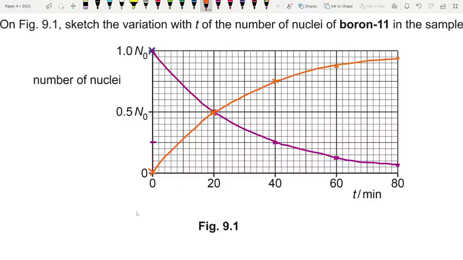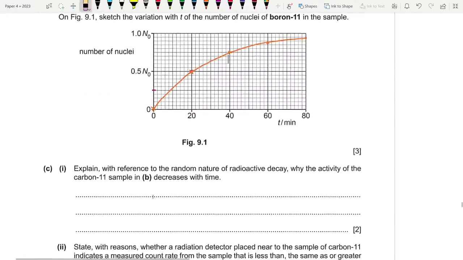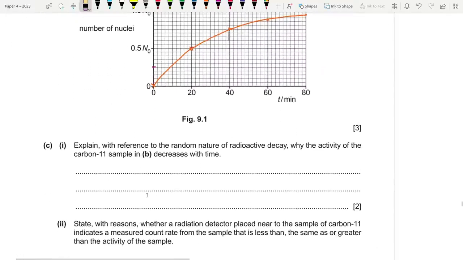There you go. Okay. So this is the variation for boron 11, just the mirror image of carbon 11. Exponential extending from 0 to 80 with gradient of steadily decreasing magnitude. Line passing through 0, 0, 20, 0.5, 40, 0.75. Perfect. What's next?